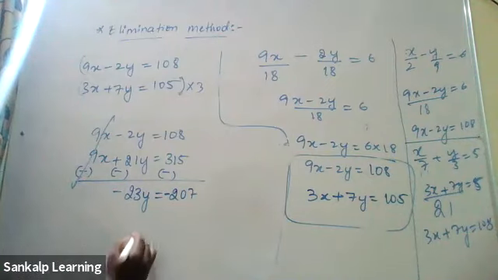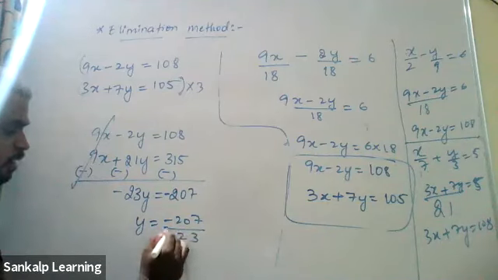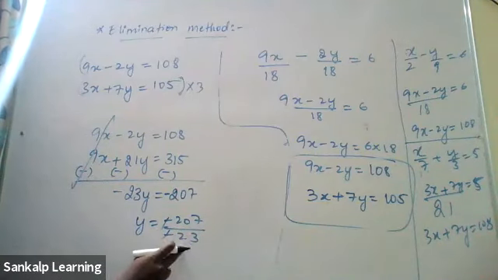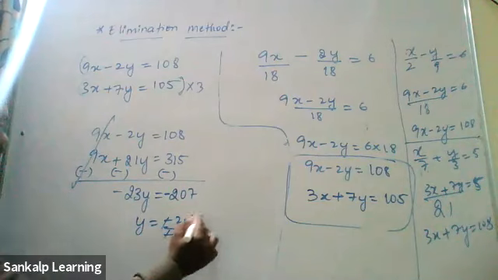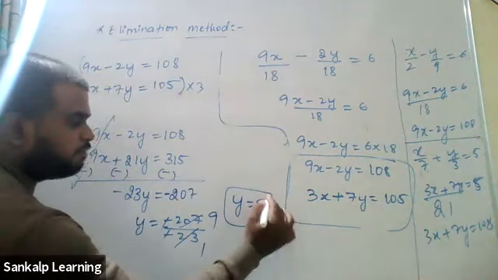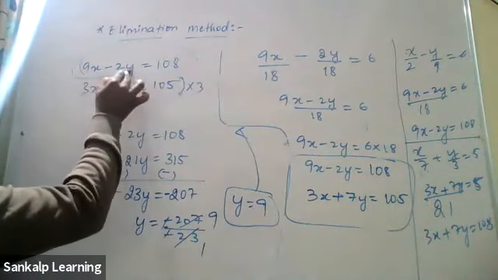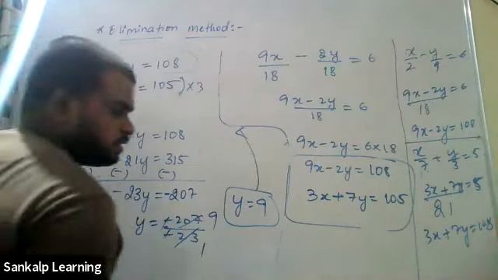Yeah. Therefore, y is equal to minus 207 divided by minus 23. Minus minus cancels. The 23 table goes there. 23 ones are 23, 23 nines are 207. Therefore, the y value is 9. If you substitute this y value in the first equation, you will get the x value.